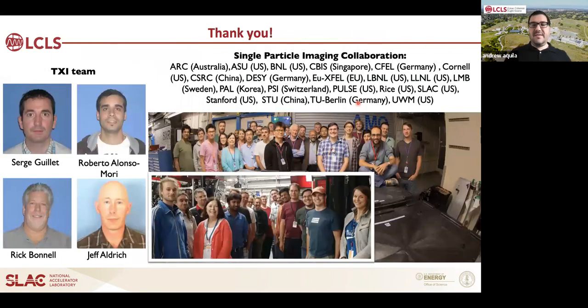And with that, I'd like to thank the team. The single particle imaging collaboration here was going for about 5 years. I was in charge of it, and we've learned a lot about how to put biological and other particles in the beam, and how to collect data over the course of that time, really getting some impressive results. The TXI team, with our engineering staff and our area staff, made sure everything gets installed, and Roberto is in charge of the spectroscopy aspect of the TXI.